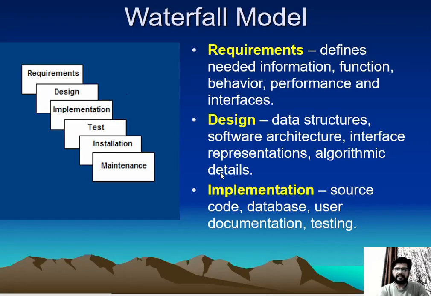So in SDLC, these are the six phases involved in the software development life cycle. First is requirement, second is design, third is implementation, fourth is test, fifth is installation, sixth is maintenance. These steps need to be followed by the team while developing any kind of product. So the first stage is requirement.